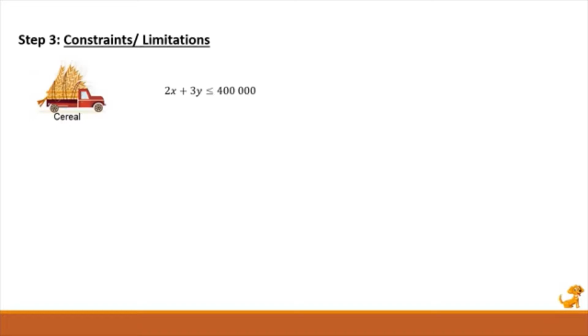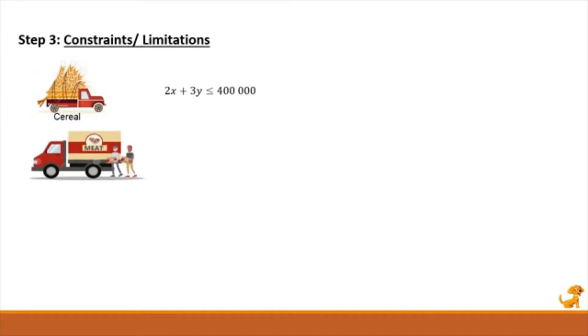This limitation, we write it as 2x plus 3y is less than 400,000. So we say that the amount of cereal that we get in the factory is 400,000. That means the amount of cereal we use on meaties and the amount of cereal we use in the yummies, when we add everything together, should be less than 400,000. Here this is 2 because a package of meaties has 2 pounds of cereal, so the total is 2 pounds times the number of packages. And for yummies, one package has 3 pounds of cereal, so the total is 3 pounds times how many packages I have. Altogether, it should be less than 400,000.